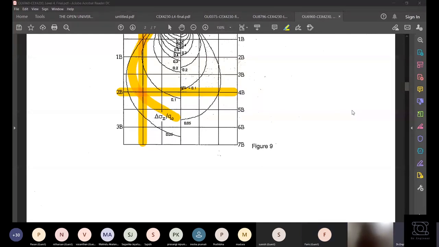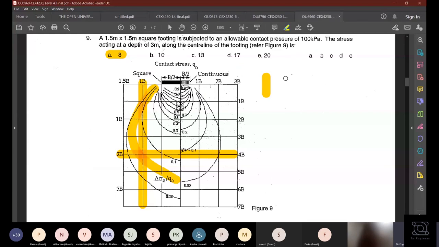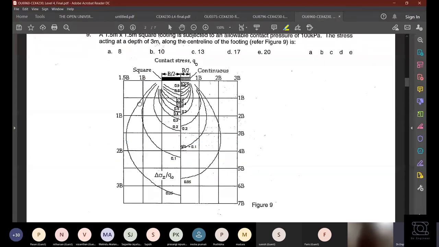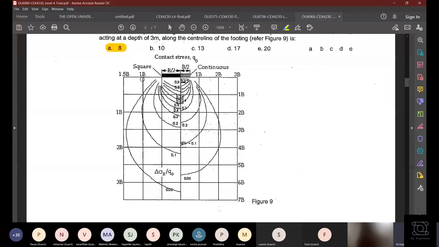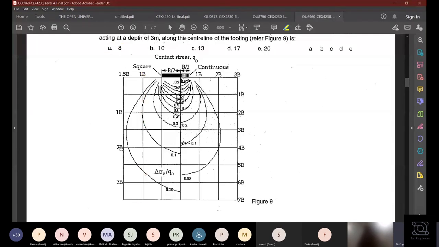Here, if you see, the footing size is 1.5, isn't it? So I am assuming B as 1.5, right? Give me a second. I'll quickly delete this and draw it again. I am selecting B to be 1.5. In that case, this is the square footing. On the vertical line, our depth is 3 meter. So if B is 1.5, then 3 means it is 2B. So 2B is this portion, on the square footing side. So we need to draw a pressure bulb at this intersecting location.